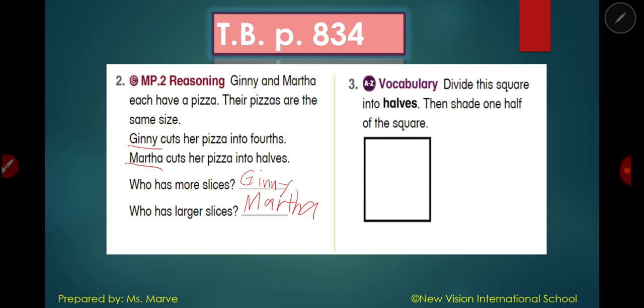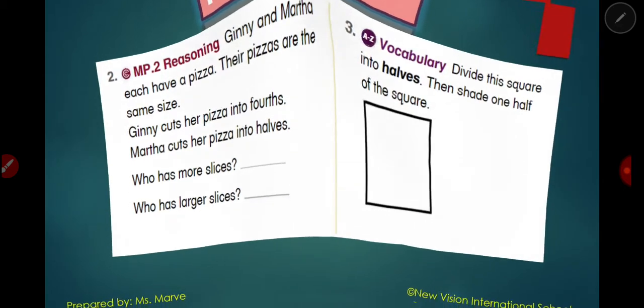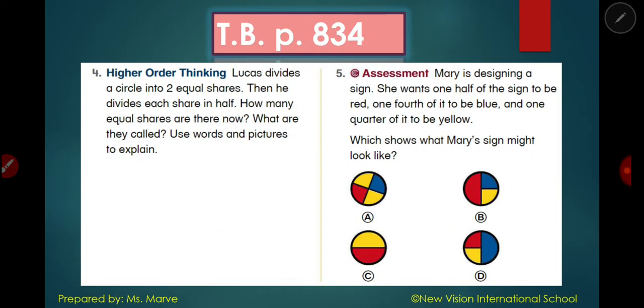Number 3, you need to use the vocabulary. Okay, divide this square into halves. What do we mean by halves? It is 2 equal parts. Then shade 1/2 of the share. So you can just decide this and then shade. You can use your color pencil. Understood? And if you want a clear answer, you can just wait. Okay. Now here, go to number 4.